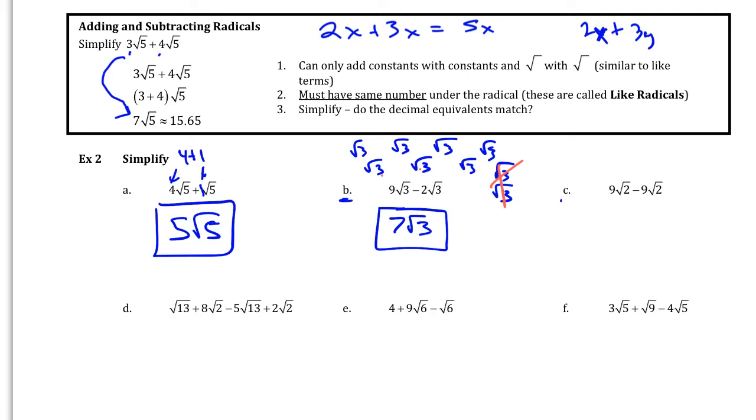Okay, so part C, 9 root 2 minus 9 root 2. Well, we're taking all those root 2's that are running around the top of your desk. We're taking away all of them. So there's 0 left. You don't even have to write the root 2. 9 minus 9 is 0.